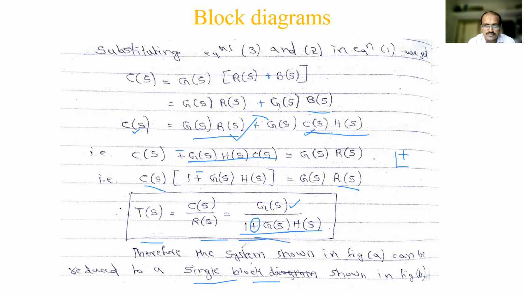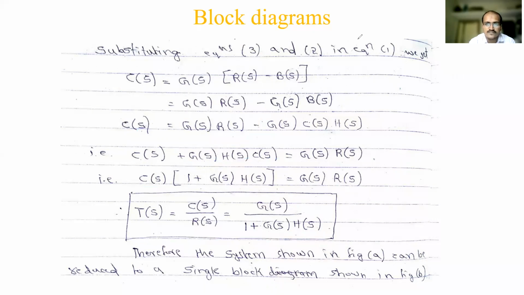If a negative feedback system is there, then it will come plus here. If a positive feedback system is there, then it will come minus over here. Okay, so this is one note you have to make from that. This is the derivation they will ask for 6 marks. Okay, very simple derivation.